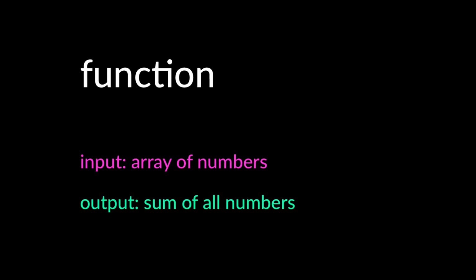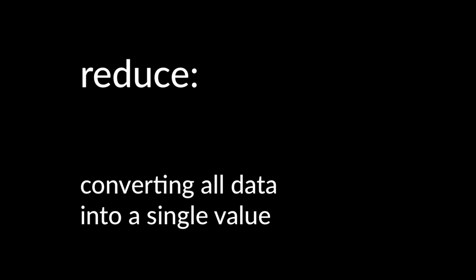We are to write a function that accepts an array of numbers, and we will return the sum of all those numbers. This pattern, by the way, is known as the reduce pattern. Reducing an array means taking all the data from an array and using it to create one new single value. So getting the sum of all numbers, or the average of all numbers, or the product of all numbers are all examples of the reduce pattern.